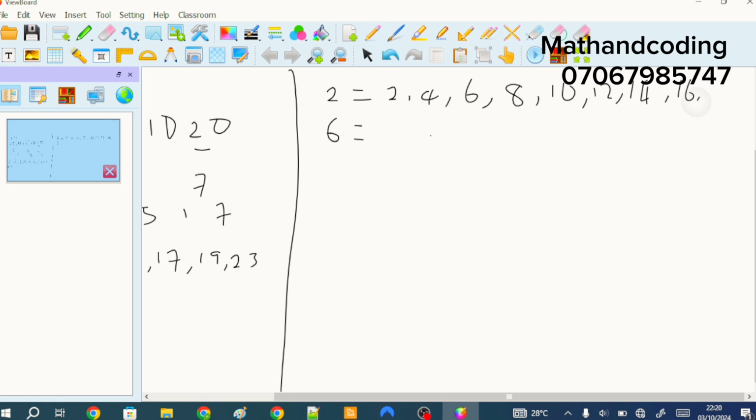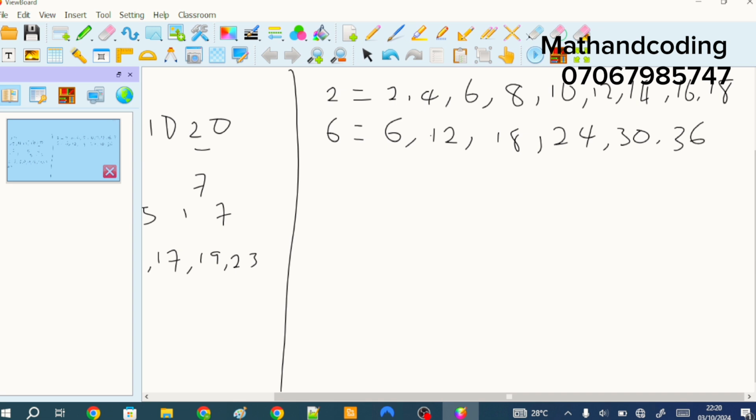Let's write the multiples of 6. Multiples of 6. 6 times 1 is 6. 6 times 2 is 12. 6 times 3 is 18. 6 times 4 is 24. 6 times 5 is 30. 6 times 6 is 36.